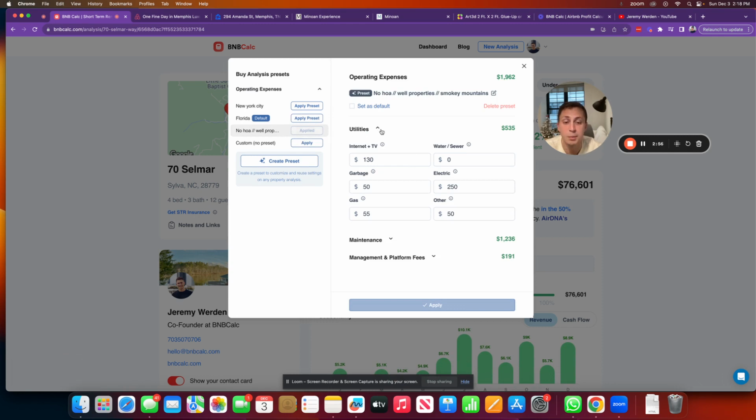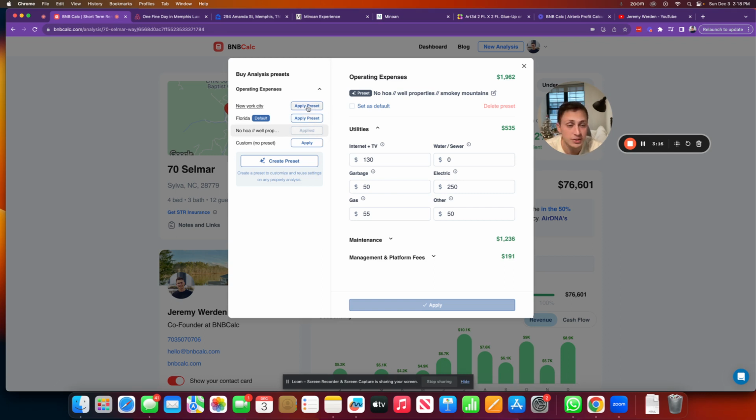So now I have that applied. The next time I look for a property in this area, I'm going to apply this preset. If I'm looking in Florida, usually that means I have higher air conditioning, so more energy. So that's often a default preset.